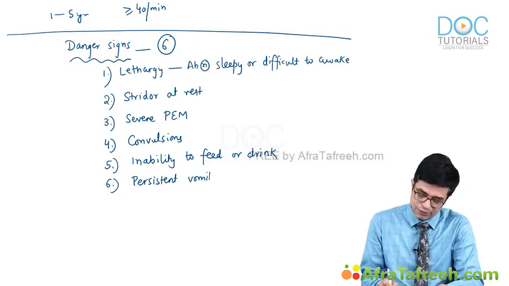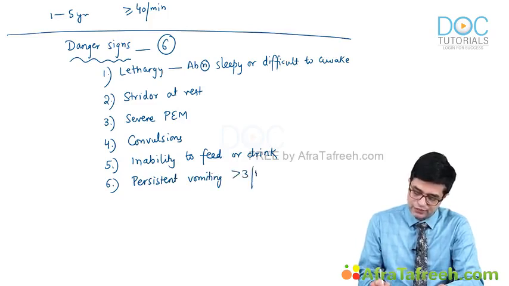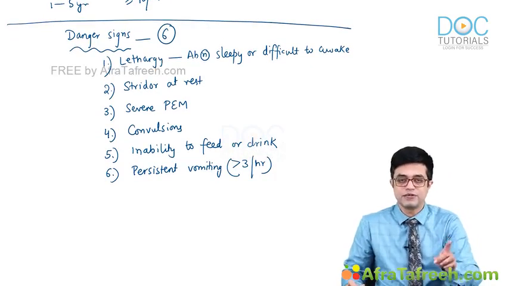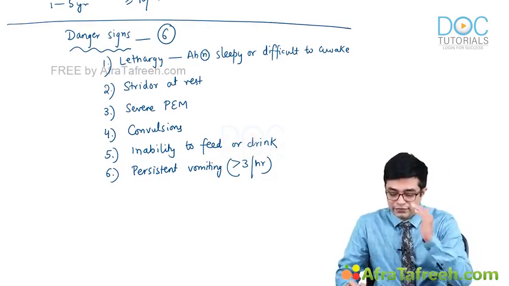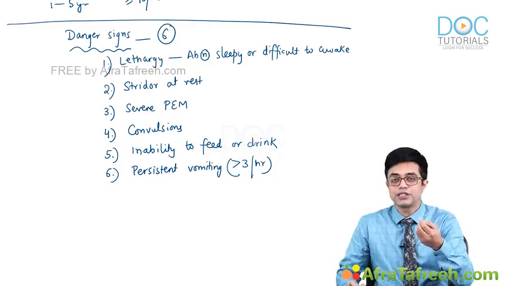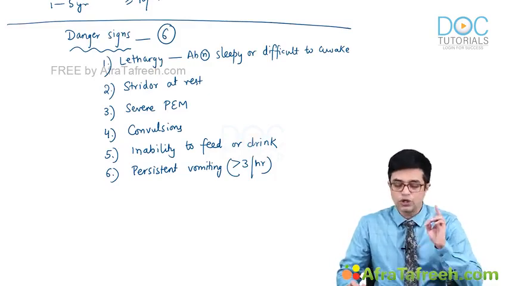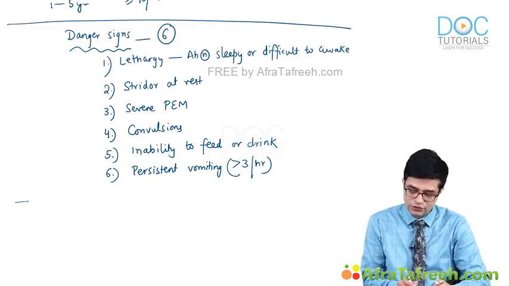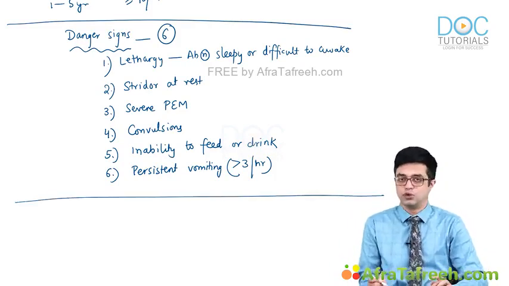Any patient with more than 3 vomitings in 1 hour is called persistent vomiting. So, these are the 6 danger signs. So, with a respiratory feature in a febrile child and any one danger sign, even if tachypnea or chest indrawing is not present, you will call it severe pneumonia in the patient. So, this is how you make the diagnosis of pneumonia.